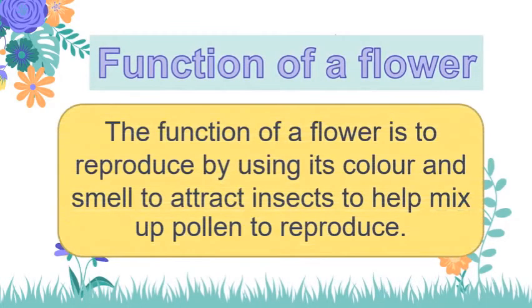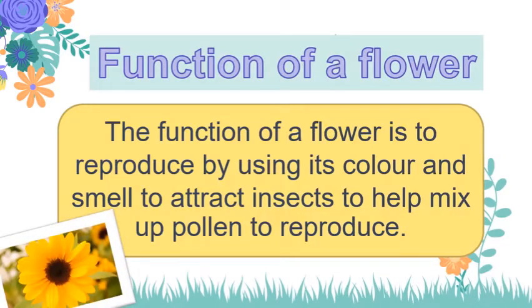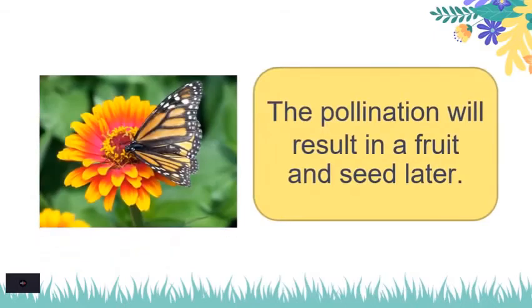Let's learn the function of a flower. The very main function of a flower is to reproduce by using its color and smell to attract insects to help mix up pollen to reproduce. Now look at the picture. The picture shows a butterfly and a flower. The butterfly helps the plant to reproduce. This is called pollination. The pollination will result in a fruit and seed later.